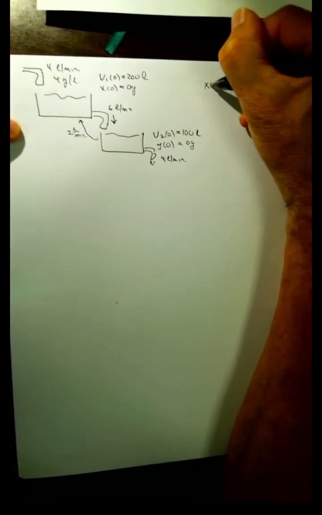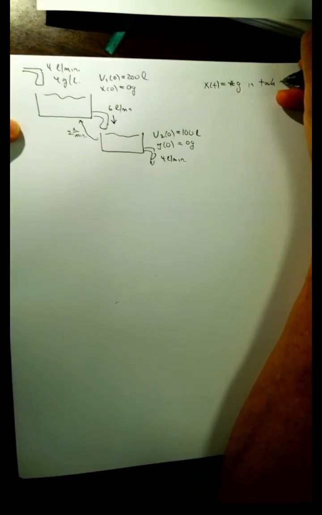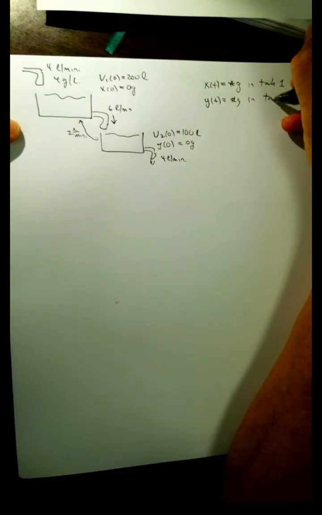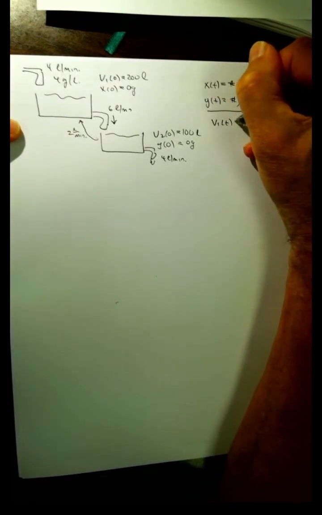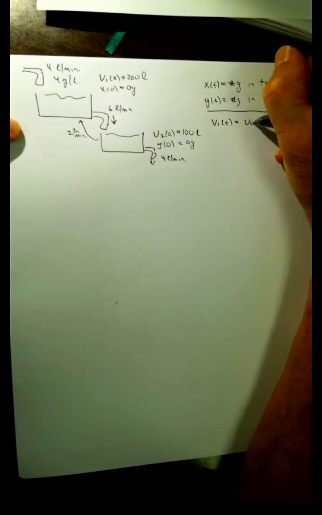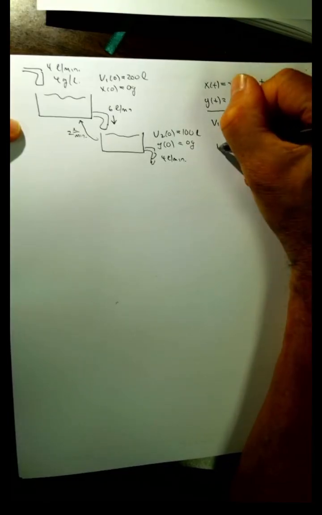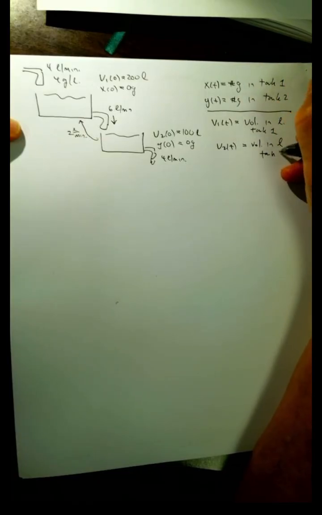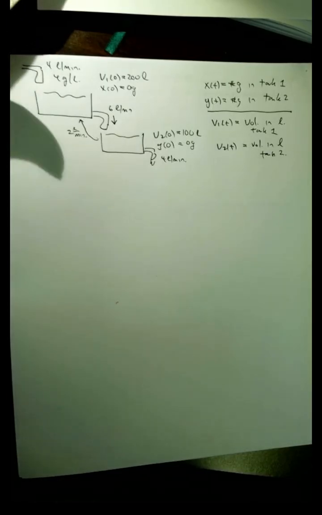So my state variables are x(t), the number of grams in tank 1, and y(t), the number of grams in tank 2. But I've also got the state of the volume of stuff in tank 1. That volume, V1, is in liters for tank 1, and V2 is the volume in liters for tank 2. All right.